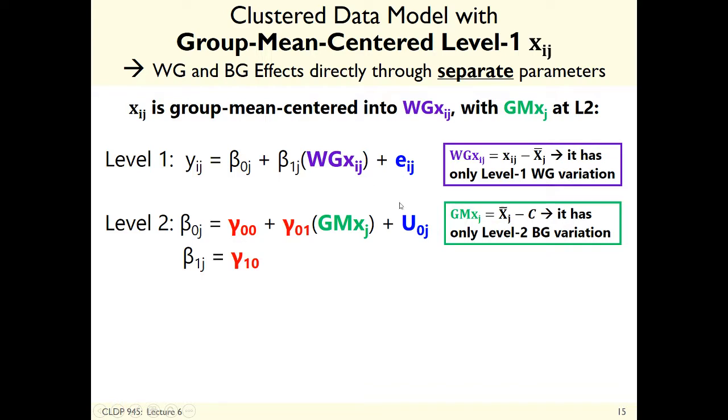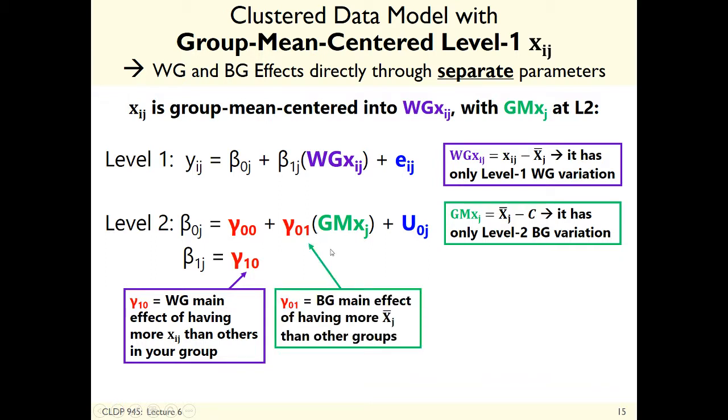So here's an example of group mean centering. The within-group version of the variable has only level 1 within-group information. The group mean goes in at level 2 and carries only between-group information, and their coefficients then align exactly. The level 1 predictor carries the within effect, the level 2 predictor carries the between effect, the end.